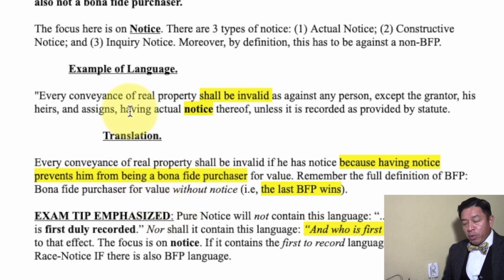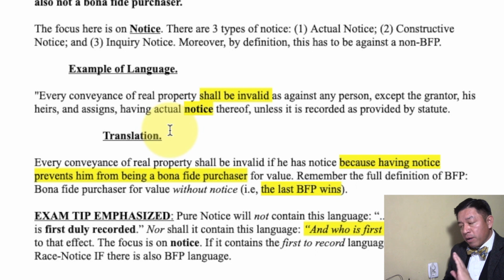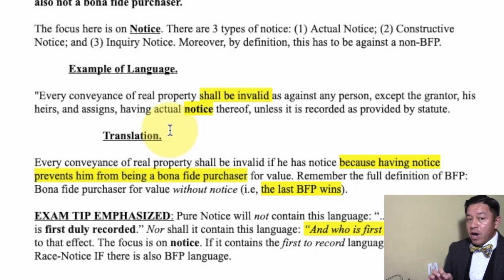Each conveyance of real property shall be invalid as against a person that has notice. What does that mean? It means that if there's a BFP and then another person comes in who claims to be a BFP, but they have notice, that other person, the second person, is going to lose. Why? Because they're not really a BFP. If they have notice, by definition, they are not a BFP.